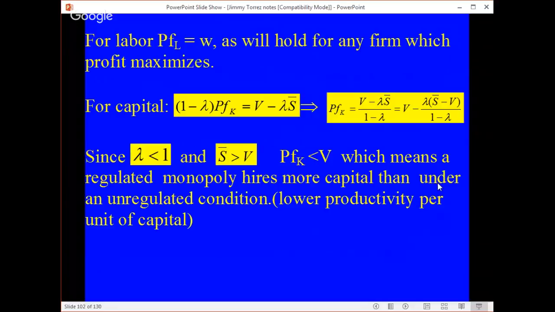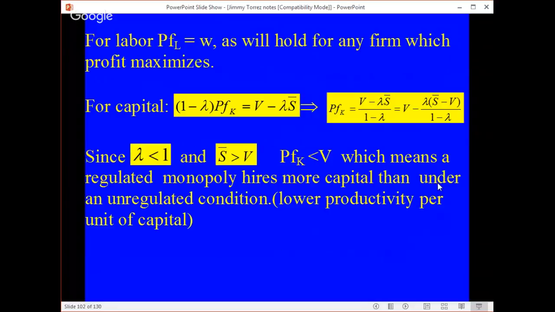So I get P times the marginal product of capital is equal to V minus lambda S, over 1 minus lambda. I'm sorry, I don't do it the same way that we've done this before, I could have. But I'm trying to prove the point, and I want to keep lambda in the equation. And I don't know why it didn't dawn on me that I was doing that when I started talking. But I want to keep lambda in the equation because lambda is important because it has to be between 0 and 1.